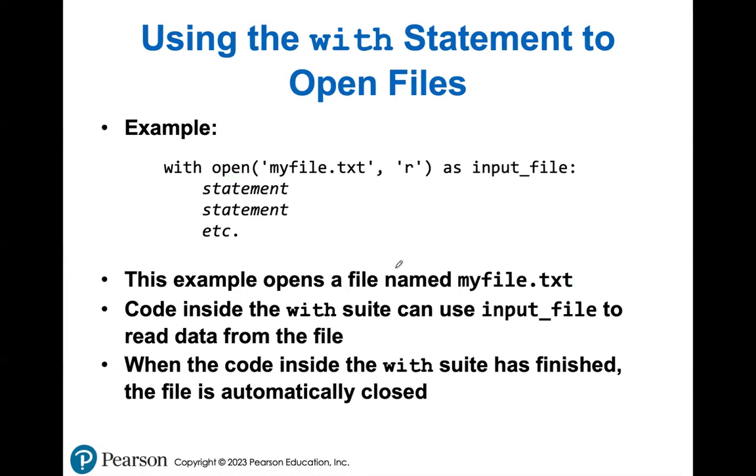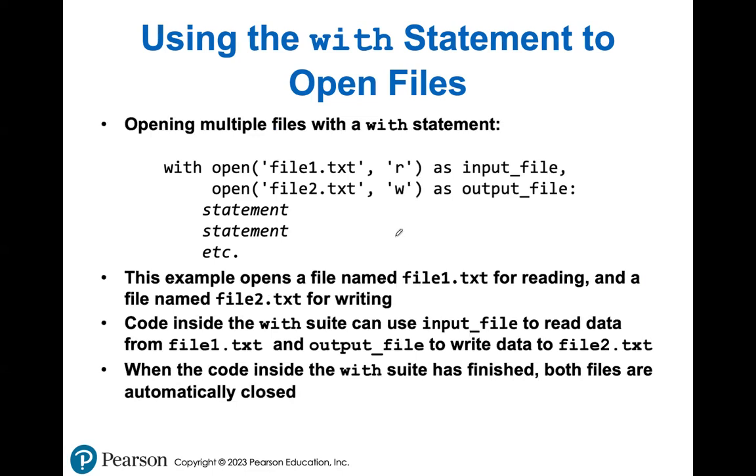This is the way to open that same file for reading. As you can see, with open myfile.txt, r as input_file. So again, it's the same idea, the only difference is between w and r. And you can also open multiple files with that with statement. All you have to do is put a comma between the files that you want to open. So we opened file1.txt for reading, and then we also opened file2.txt for writing. It's also possible. That's a cool thing about Python. You can open as many files as you want on the same line, inside of the same statement.